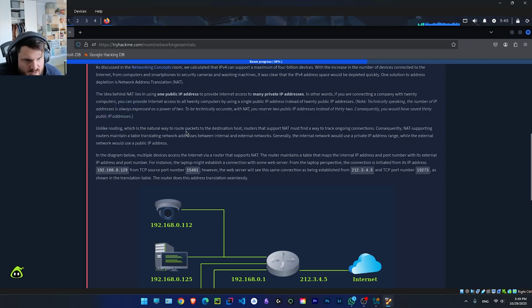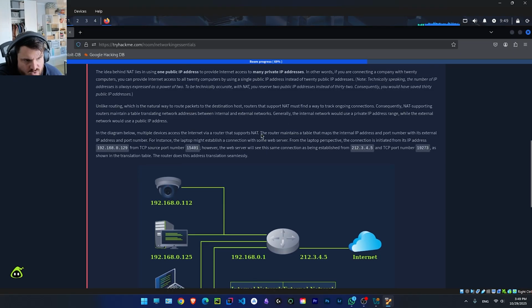Unlike routing, which is the natural way to route packets to the destination host, routers that support NAT must find a way to track ongoing connections. Consequently, NAT supporting routers maintain a table translating network addresses between internal and external networks. Generally, the internal network would use a private IP address range, while the external network would use a public IP address.